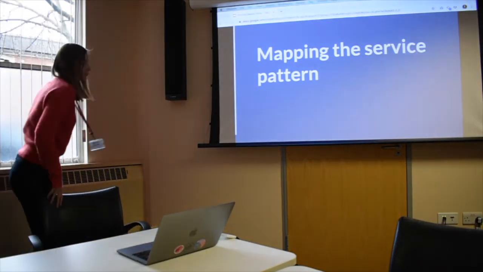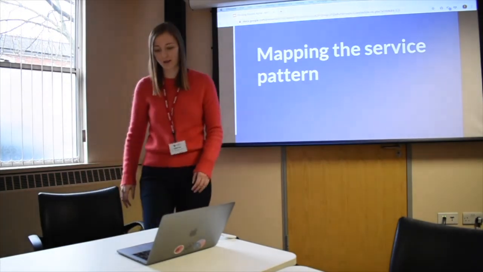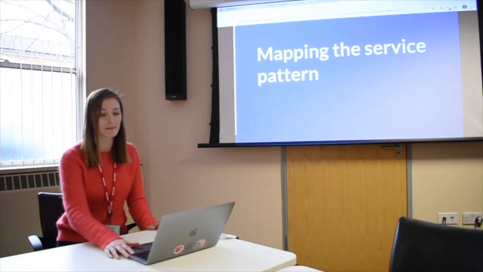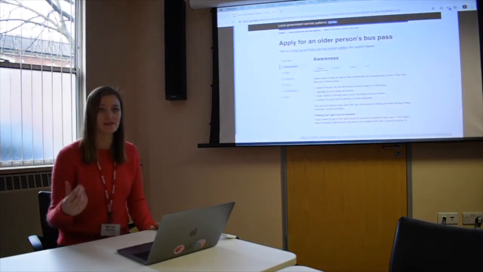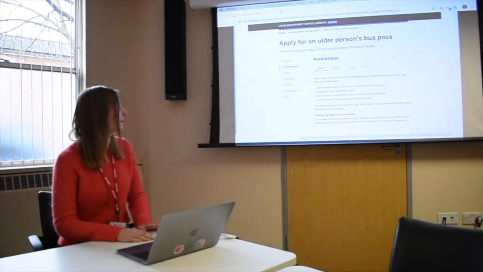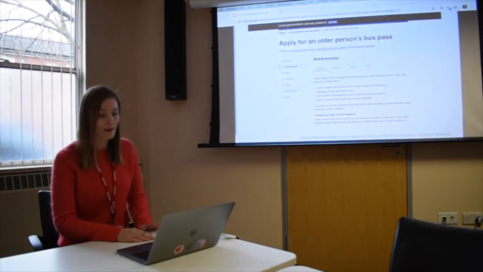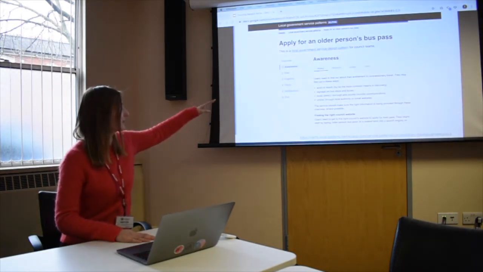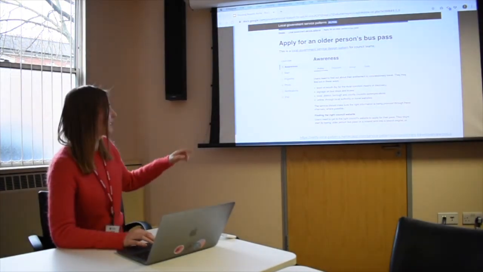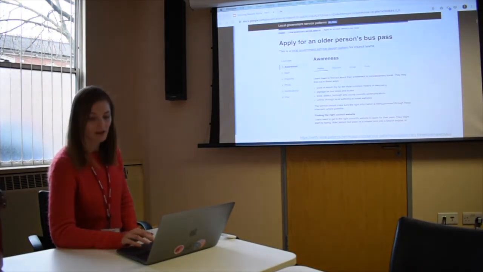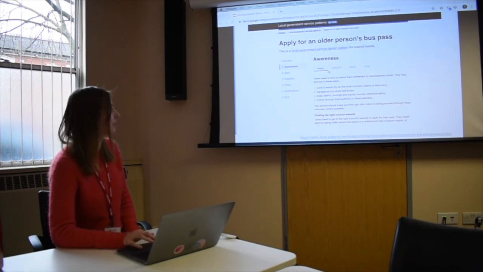So we took all the outputs of this work and the previous work and started to map the service pattern. To give you an idea of what that looks like, again using the example that Alex gave of applying for an older person's bus pass, you can see that there are these different categories on the side. We have the high-level stages, and within these stages they have these themes.